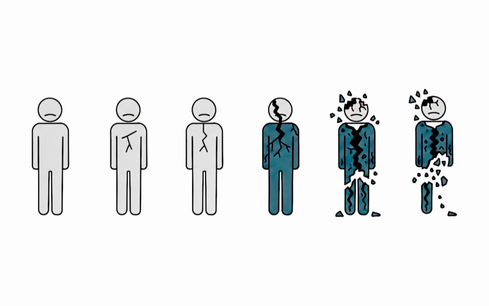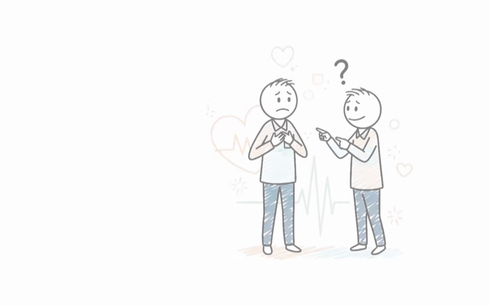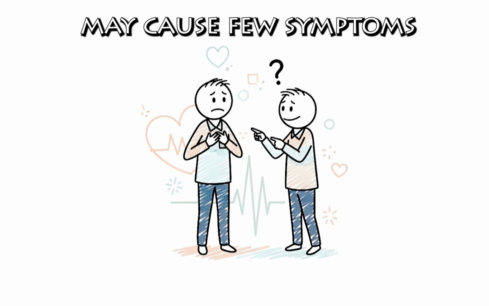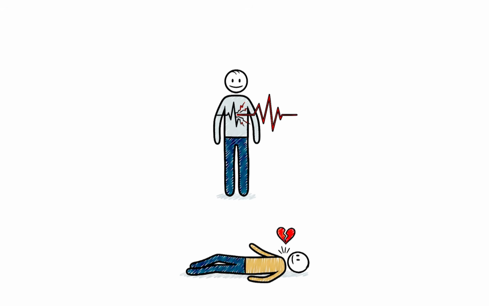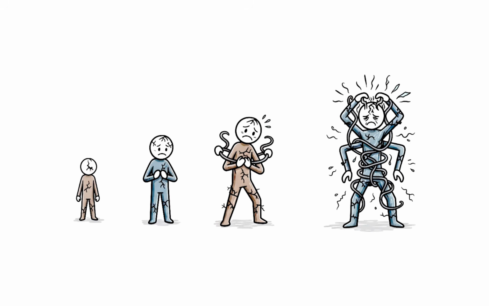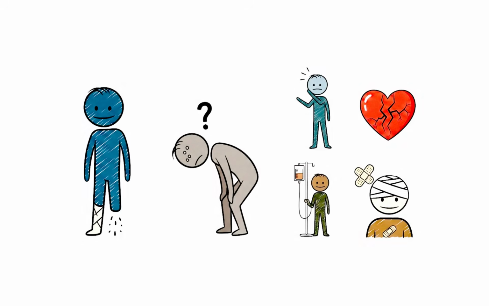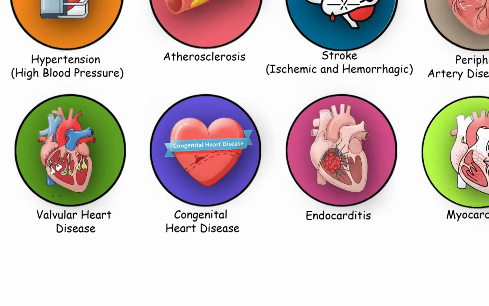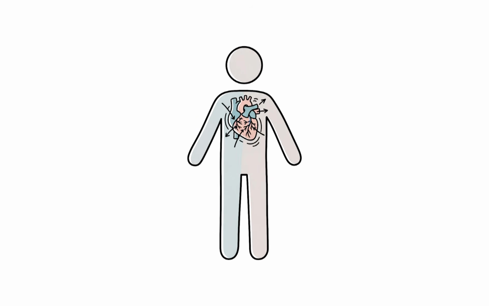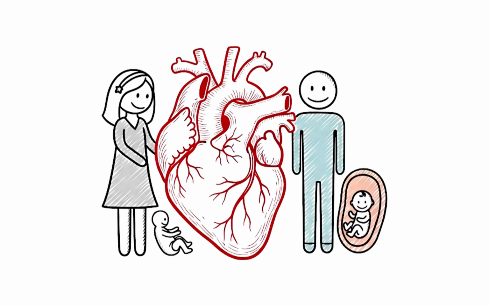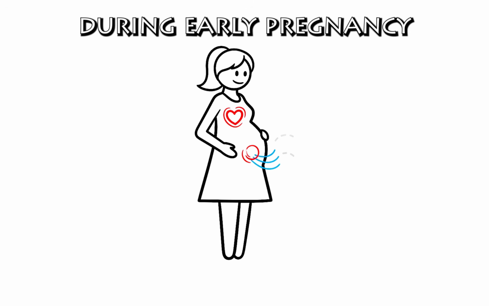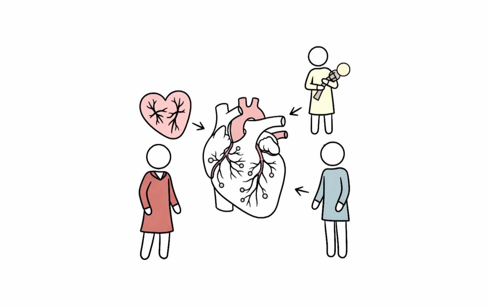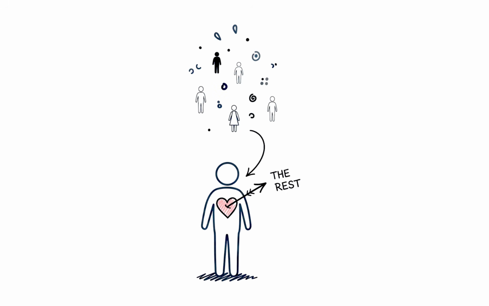The severity of the condition varies widely. Mild valve disease may cause few symptoms, while severe valve dysfunction can lead to heart failure, dangerous arrhythmias, or sudden cardiac complications if left untreated. Congenital heart disease refers to structural problems of the heart that are present at birth. These defects develop while the heart is forming during early pregnancy and affect how blood flows through the heart and to the rest of the body.